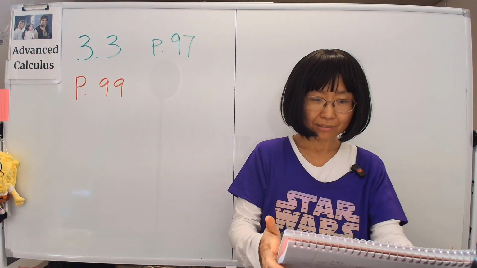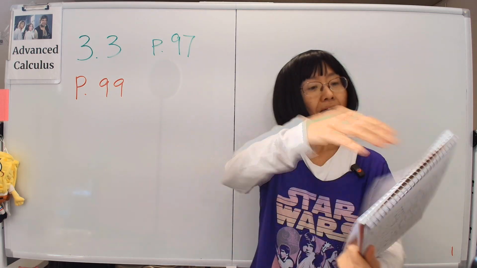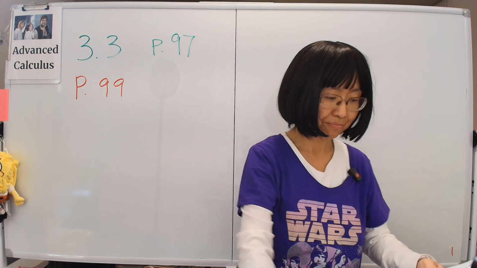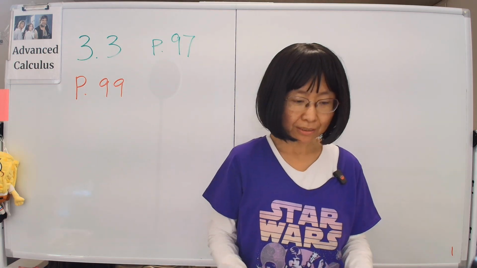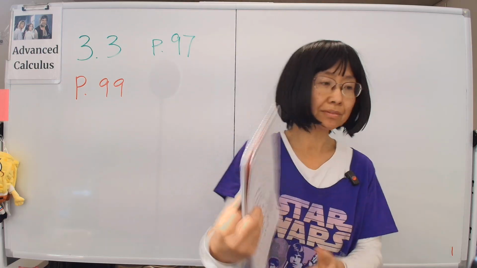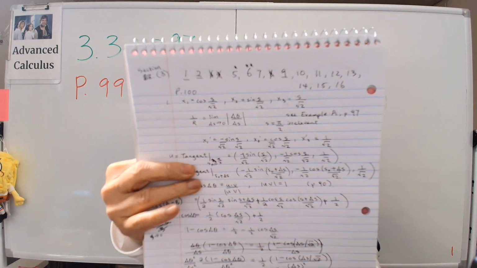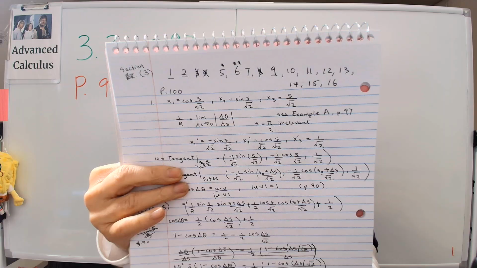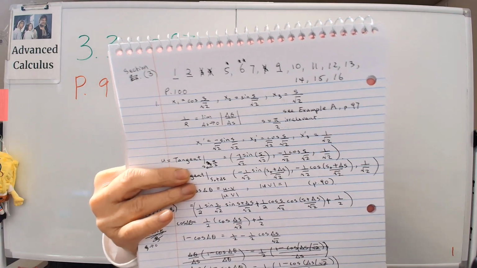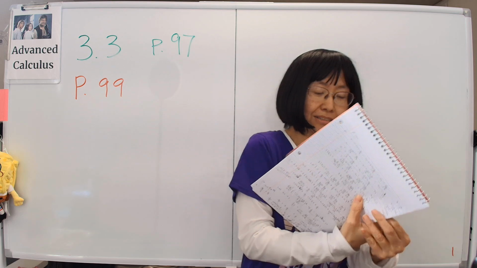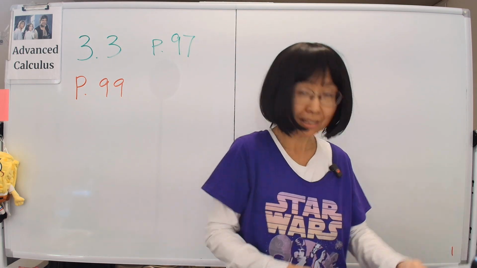Let's talk about homework. For homework on page 100, please do problems 1, 2, 5, 6, 7, 9, 10, 11, 12, 13, 14, 15, and 16. That should be it. Please go do your homework, and when you're done, let's talk about them.